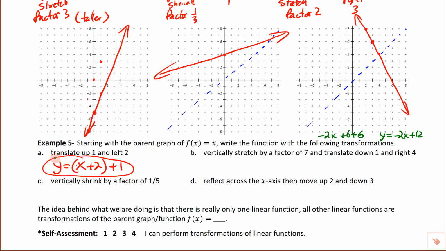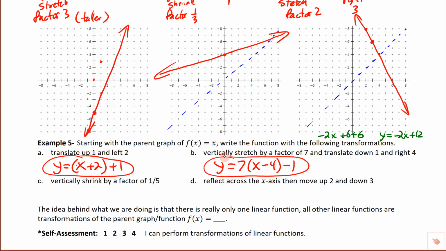Okay, let's take a look at B. And here we've got a vertical stretch by a factor of 7. Translate down 1 and to the right 4. Remember, horizontal changes have to come within the set of parentheses. So I'm going to write y equals, and then we're going to take the function x, and we are going to move to the right 4. So to move to the right, we actually have to subtract 4. And then if we want to move it down, we've got to subtract 1, and then we want to vertically stretch it by a factor of 7. Remember, vertical changes, just like the minus 1, do exactly what we think. So if you want to stretch something by a factor of 7, you've got to put a 7 out in front there. So there's our answer on that one.